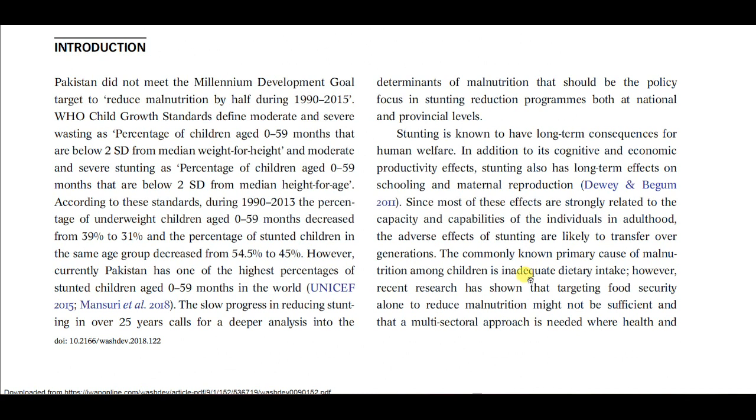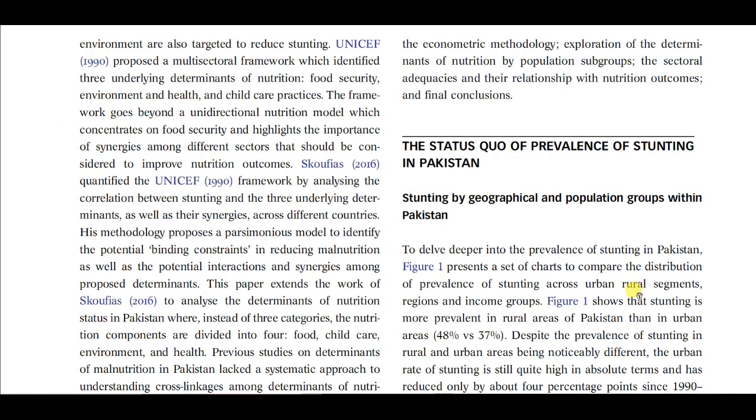We all know that with the title nutrition, we immediately connect with food intake. The primary cause for malnutrition is inadequate dietary intake. However, research has shown that targeting food security alone is not enough, which means that just by giving more food to the children, their undernutrition might not be cured. The framework goes beyond the unidirectional nutritional model, which concentrates on food security. It talks about synergies in different sectors that could be very important.